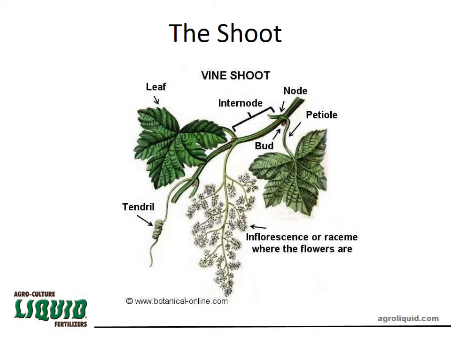The shoot. As we begin to learn about our vines and the intricate parts, we can see how the vine grows each year. Through nutrition, we can control vegetative growth, including internode spacing, healthy leaf development, bud set, the development of the inflorescence, where the flower and ultimately the fruit develops.